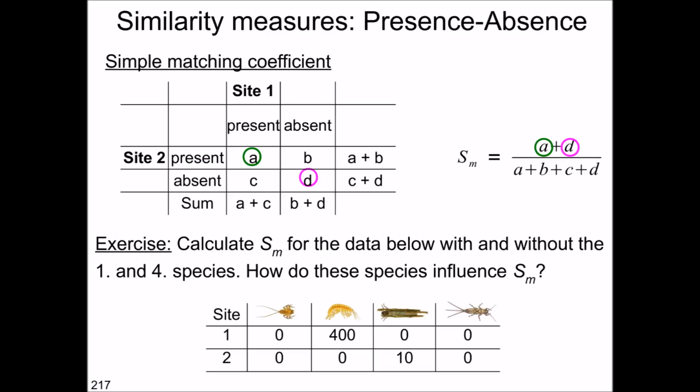So you should now do the calculation of the simple matching coefficient for the data below, with and without the first and fourth species, and you should check how these species influence the simple matching coefficient.